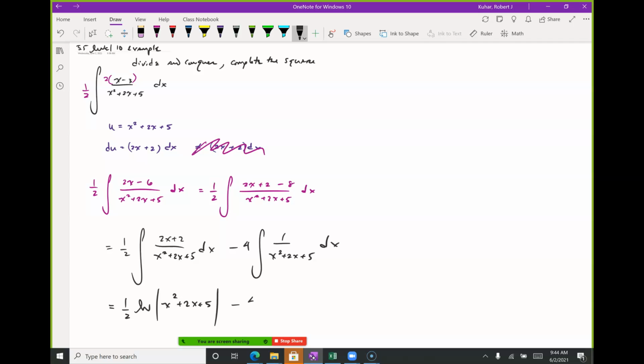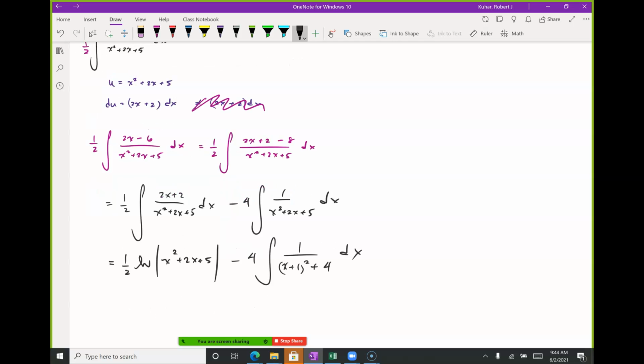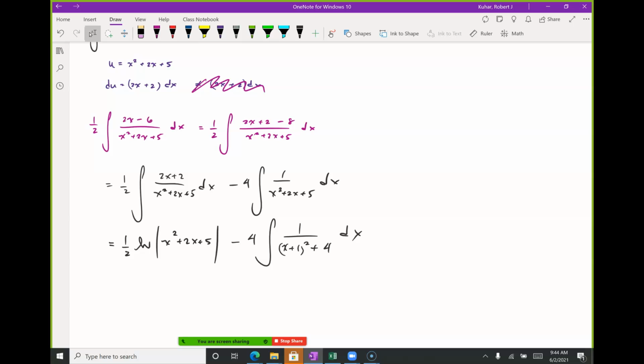And then the other one, I'm going to complete the square on, which we already did, right? It was x plus 1 quantity squared plus 4. So the other one, I'm going to see that arctan piece.